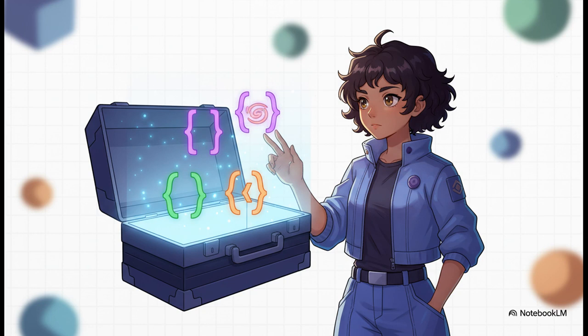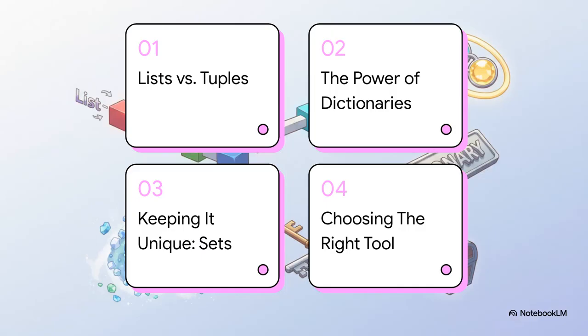And in programming, we call these tools data structures. Today, we're going to explore the essential ones in Python's toolbox. So here's what's on deck. We'll kick things off by comparing lists and tuples. Then we'll dive into the power of dictionaries, figure out what makes sets so unique, and wrap it all up by learning how to pick the perfect tool for any situation.